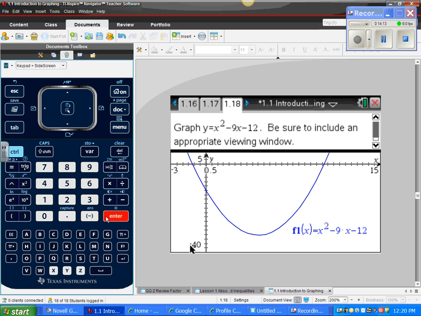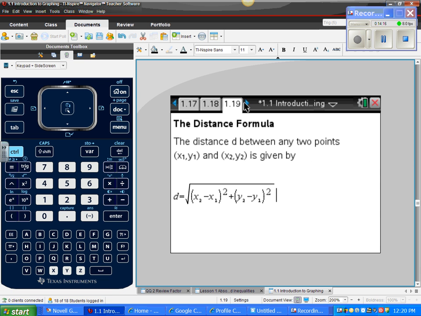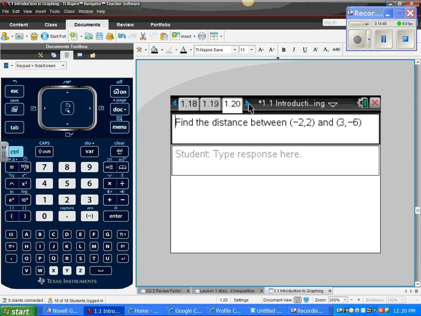All right, next page. Okay, distance formula. Distance formula is something that you guys learned in geometry. It finds the distance between any two points, and the distance formula is the square root of x sub 2 minus x sub 1 quantity squared plus y sub 2 minus y sub 1 quantity squared. This is nothing new. You guys have used the distance formula for a few years now. All right, so find the distance between (-2, 2) and (3, -6).